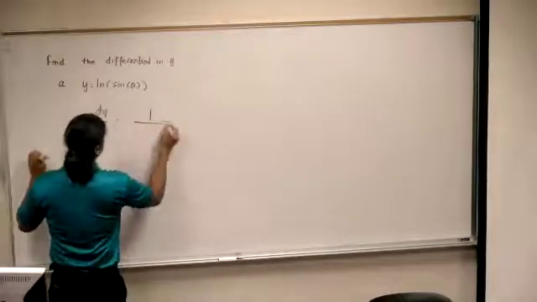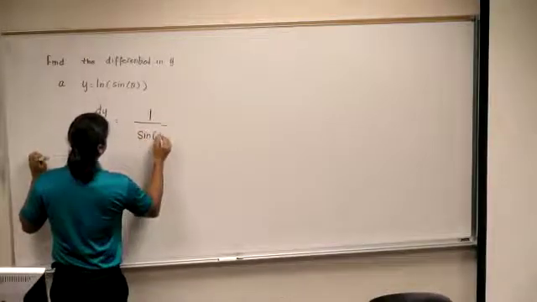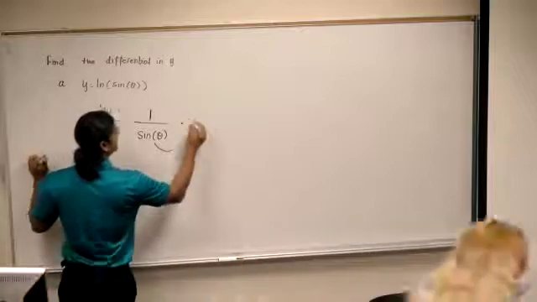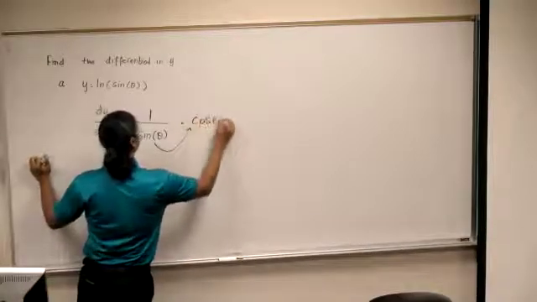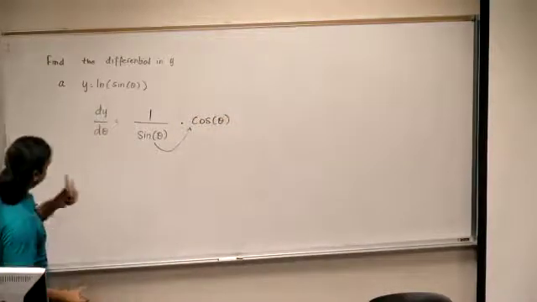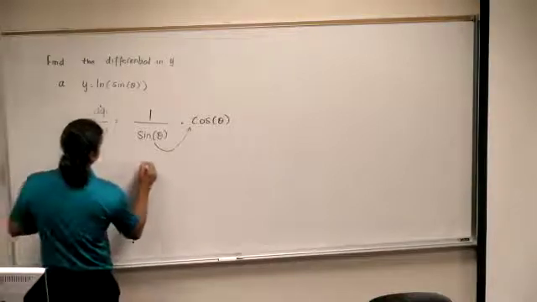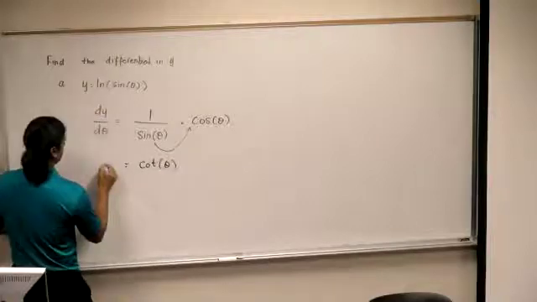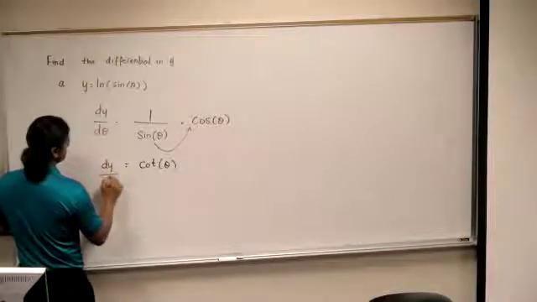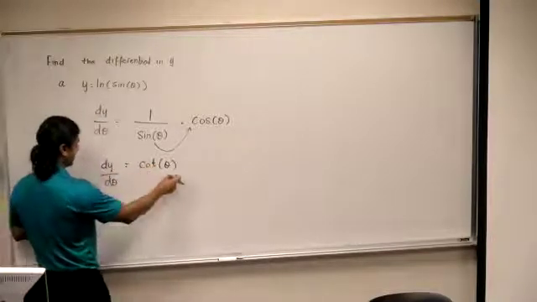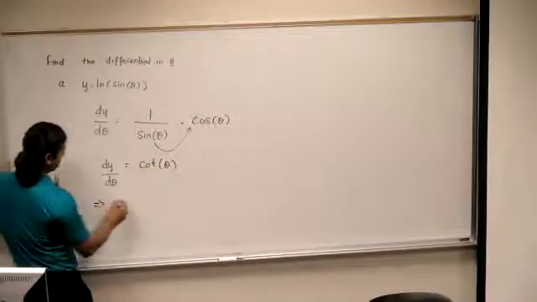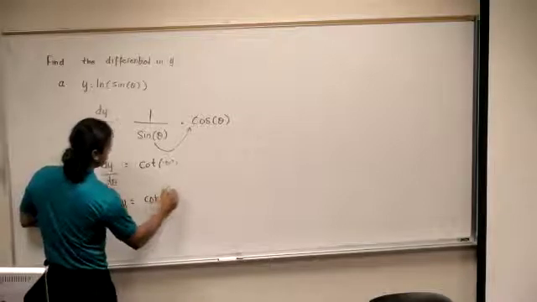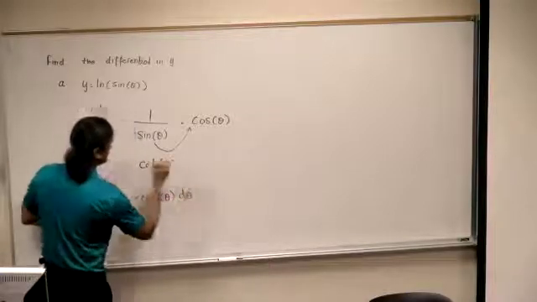1 over sine theta, followed by 1 times cosine. So is it cotangent? Yes, exactly. Is that just the answer? So this would simply be cotangent theta. So dy over d theta is cotangent theta, which would simply mean dy is cotangent of theta times d theta.